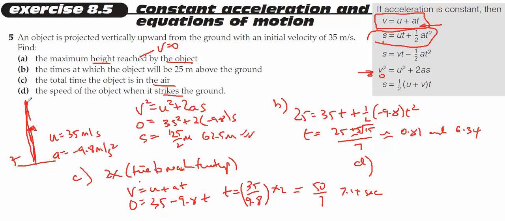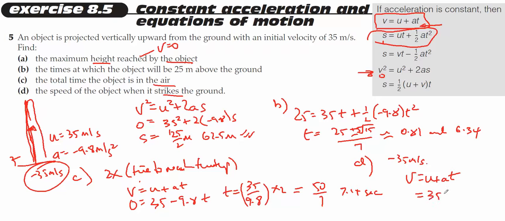And part D, the speed that the object strikes the ground. Since it went up at 35, it will get to the top and it will come back down, and it should be minus 35 meters per second. That's what I think the answer should be, but I will just check it by using the rule v equals u plus at. v equals u, which is 35, plus negative 9.8 times 50 on 7, and that gives me minus 35 meters per second. And that's question number 5.